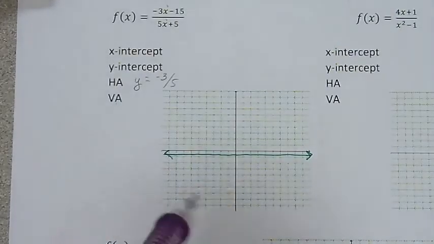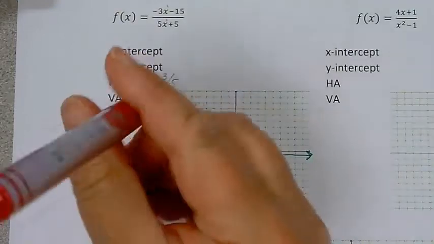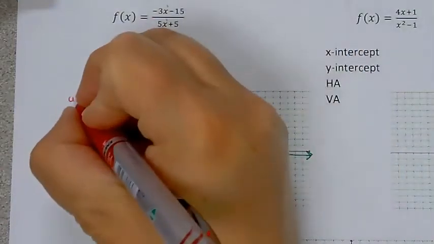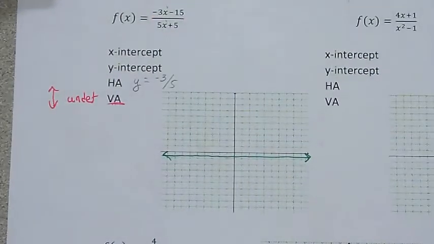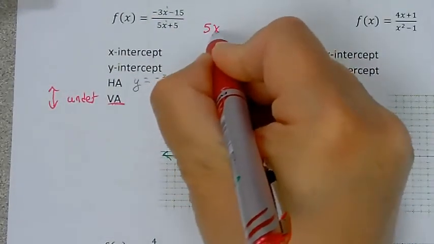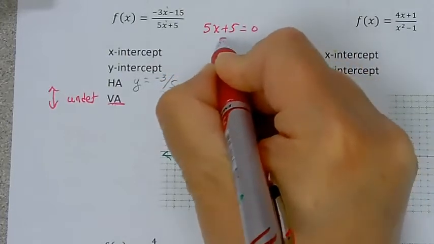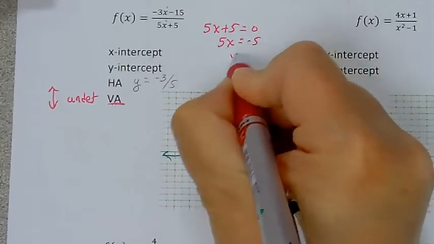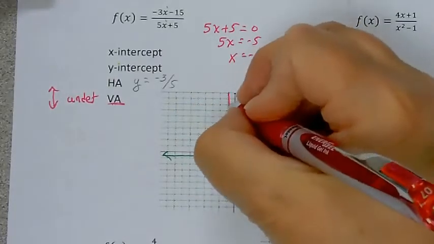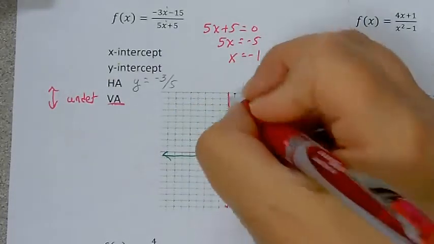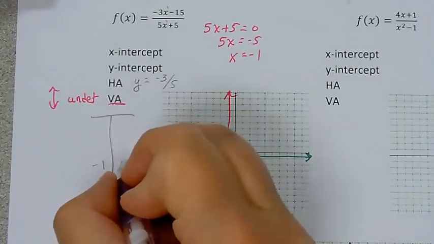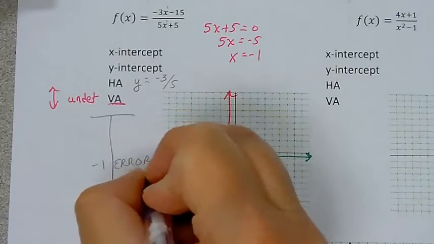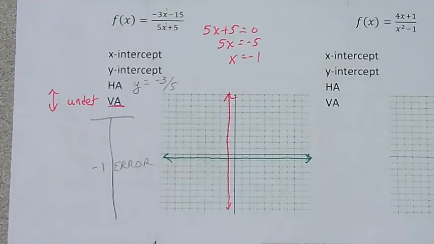The vertical asymptote is the place where it's undefined, because it's a line that goes straight up and down. So what would make this one be undefined is if 5x plus 5 equals 0. So 5x equals -5, so x equals -1. So I'm going to have a vertical asymptote right here at -1. So when I look at my table to graph this at -1, I'm going to see the word error, because you cannot put -1 in for x or you get an undefined fraction.